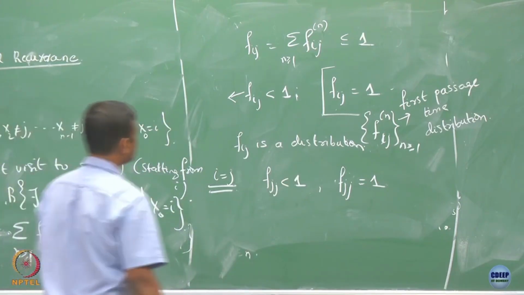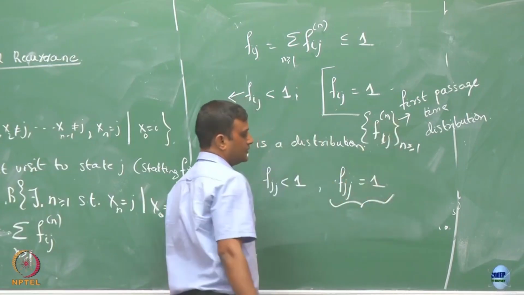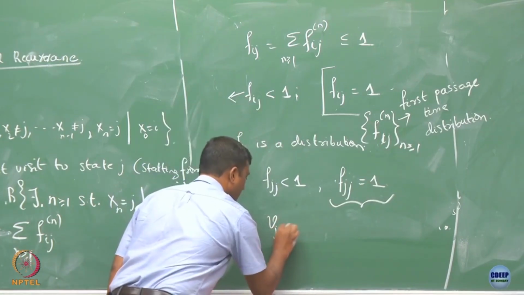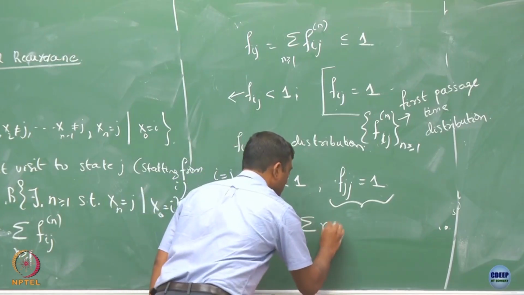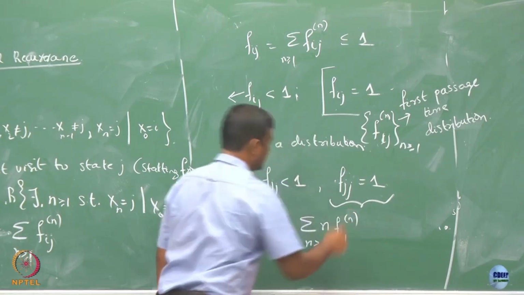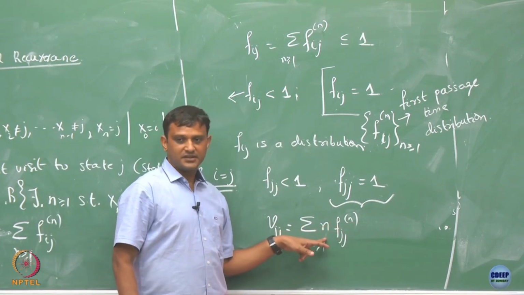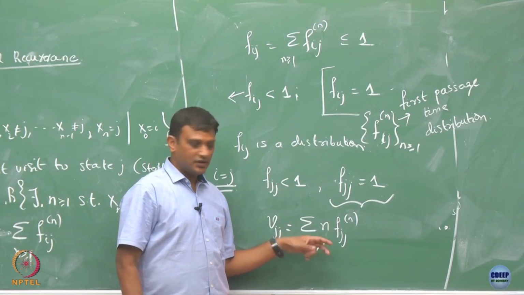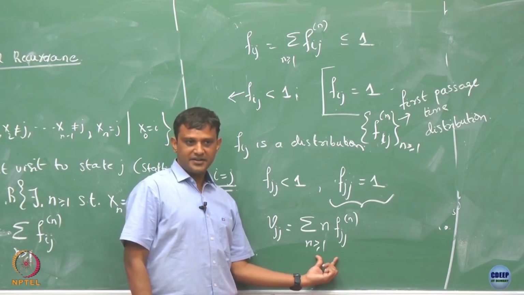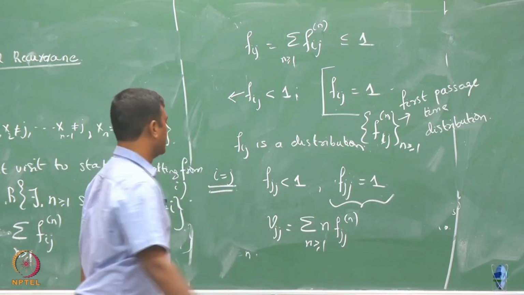Now when Fjj equals 1, these Fjj(n)'s form a distribution. In that case, I am going to define another quantity called the expected value of Fjj(n). What is this Fjj(n)? This is the probability that the first time I hit state j again is in n rounds. So what is this going to give me? The expected time to hit state j again, the expected time to return to state j.